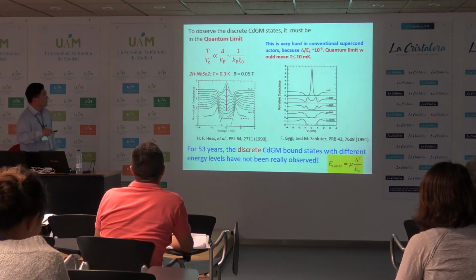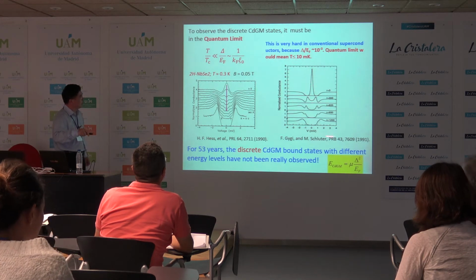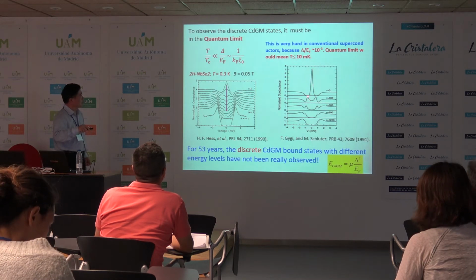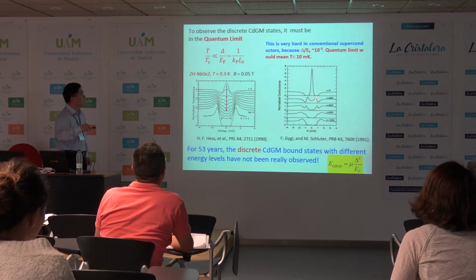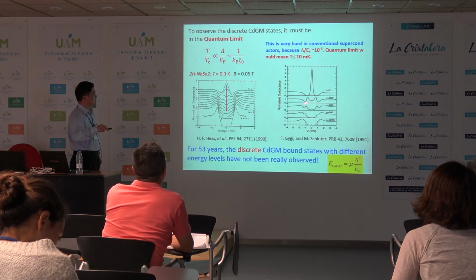The mu value, okay? So when you go away from the center, the theoretical calculation done by these people shows that indeed you will collect more and more levels with higher mu values. So this single peak splits into two.